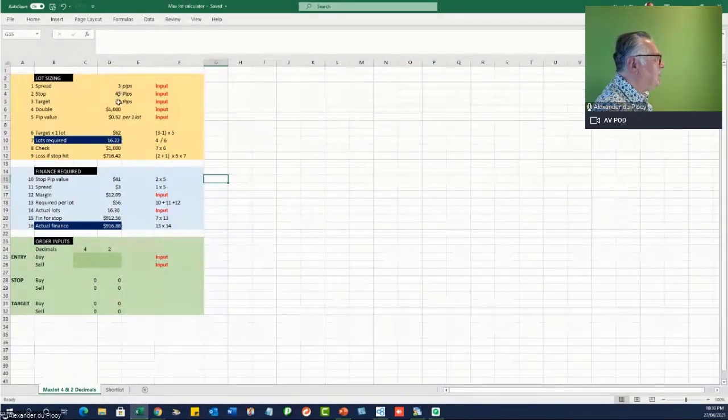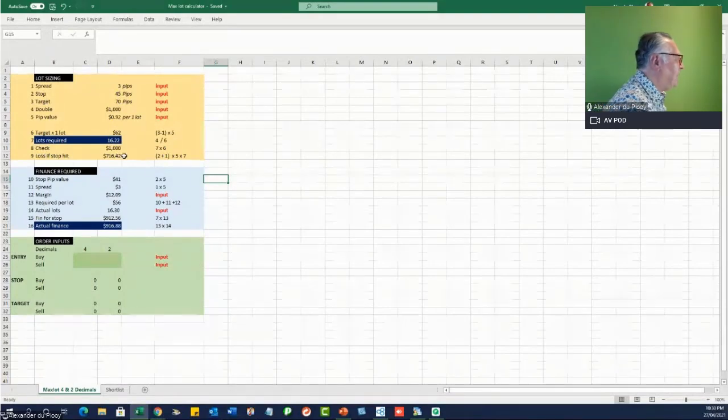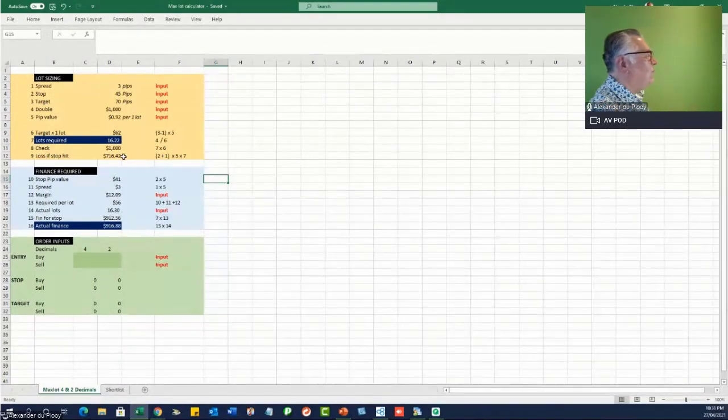So this calculates how many lots are required, and the other thing is that if the stop is hit, which is a lot smaller than the target, I'm going to lose $700 off my account. So I'm not wiping the whole account out. I'm losing $700. Now, the finance required is very important because of margin.